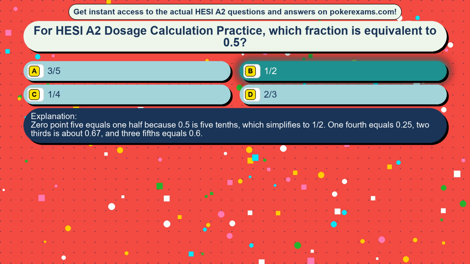0.5 equals 1/2 because 0.5 is 5/10, which simplifies to a half. 1/4 equals 0.25, 2/3 is about 0.67, and 3/5 equals 0.6.